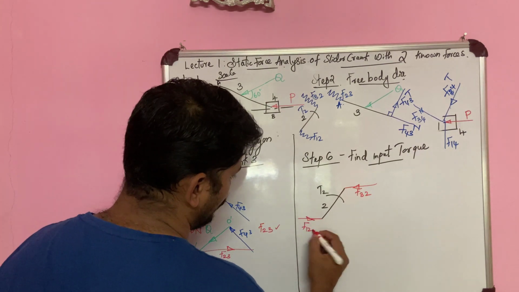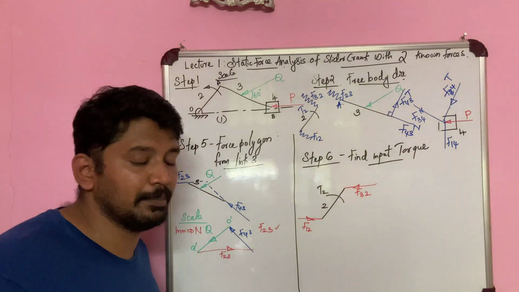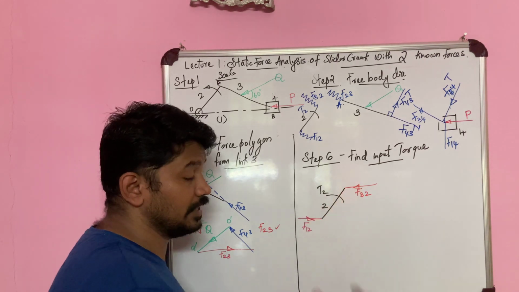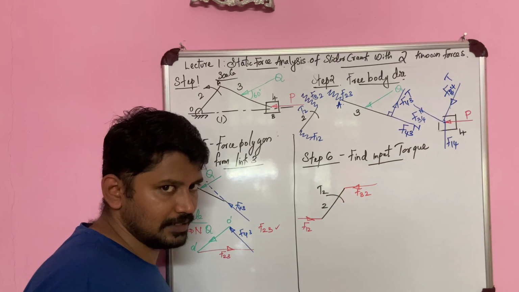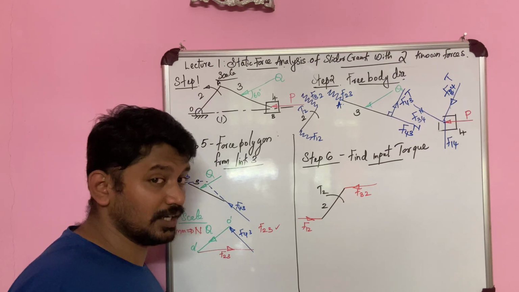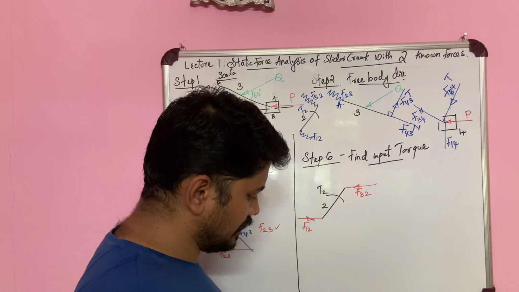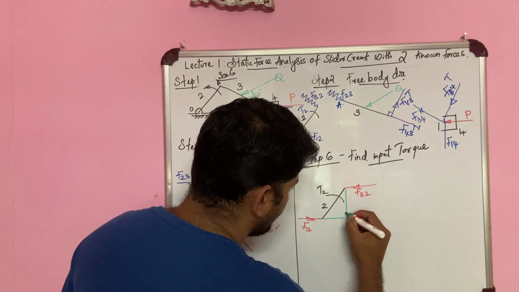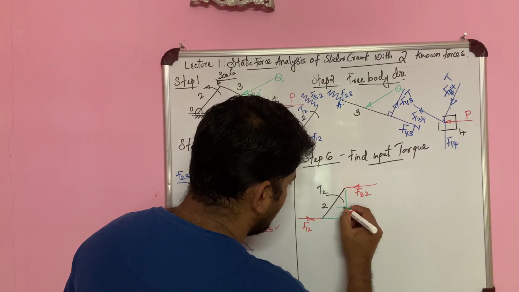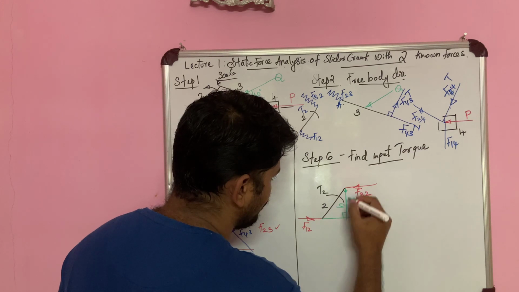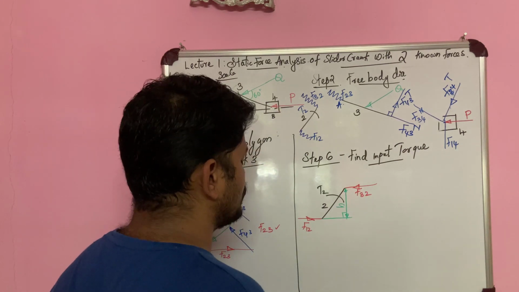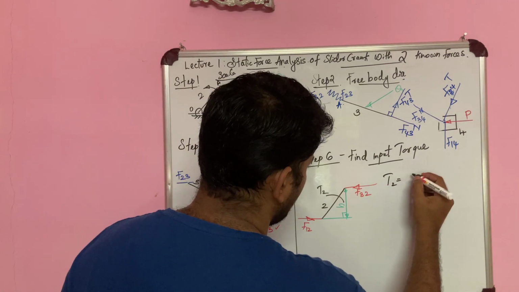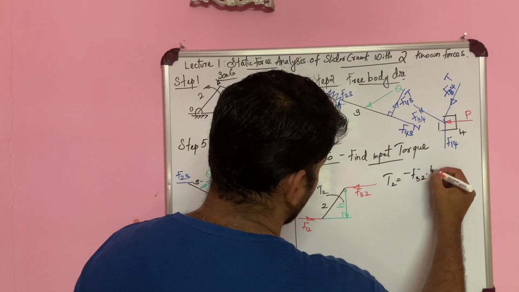So this is F12. So what did we learn about a member with two forces and a torque? These two are equal in magnitude, opposite in direction and parallel to each other, and they together constitute a couple. Right, so here they are together constituting a couple. And I have to find out the perpendicular distance between these two. So this is h, perpendicular distance h. Right. So the couple T2 is going to be minus of F32 into h.